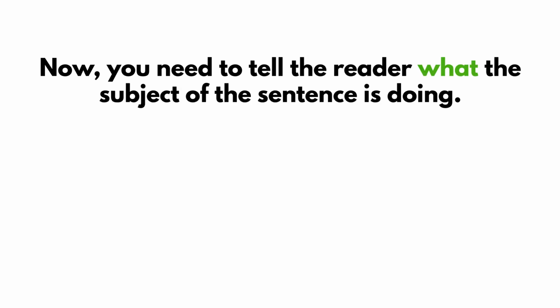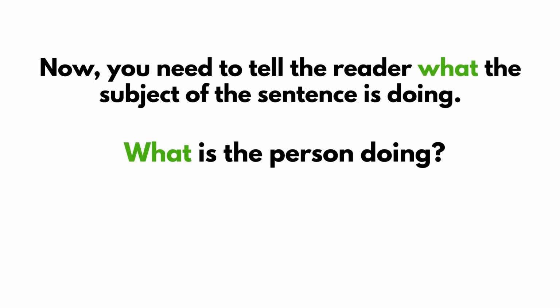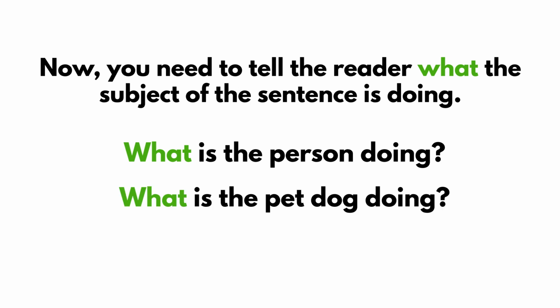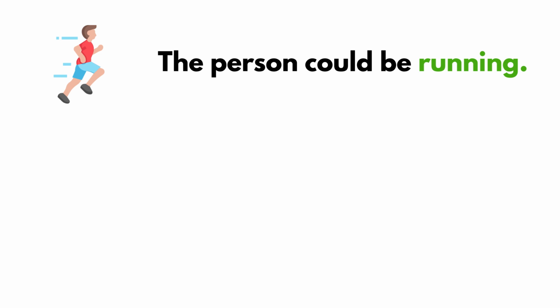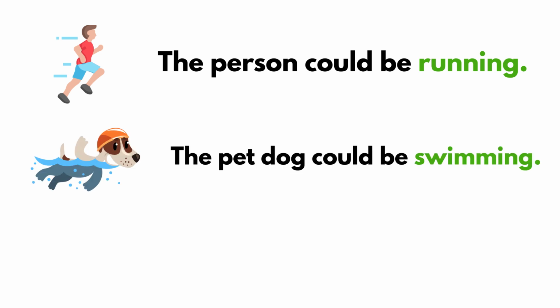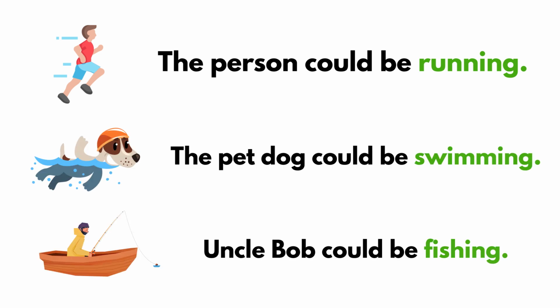What? Now you need to tell the reader what the subject of the sentence is doing. What is the person doing? What is the pet doing? What is Uncle Bob doing? Be creative here using action verbs to make the sentence more interesting. The person could be running. The pet dog could be swimming. Or Uncle Bob could be fishing.